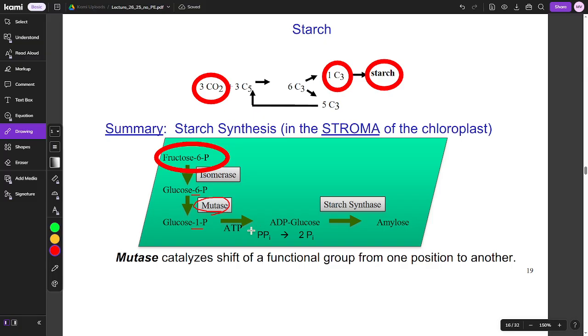And this is now used to make starch, right? With starch synthase. Instead of glycogen synthase, you have starch synthase. Very similar process though, right? Glucose 1-phosphate, use ATP to activate it. We hydrolyze this pyrophosphate to make this a very negative reaction that's actually forward going. And we use starch synthase to make amylose.